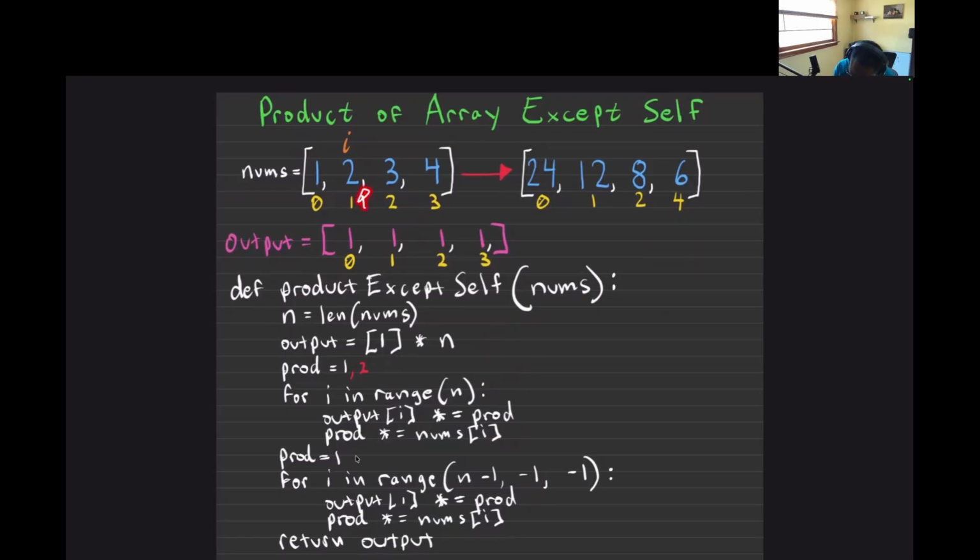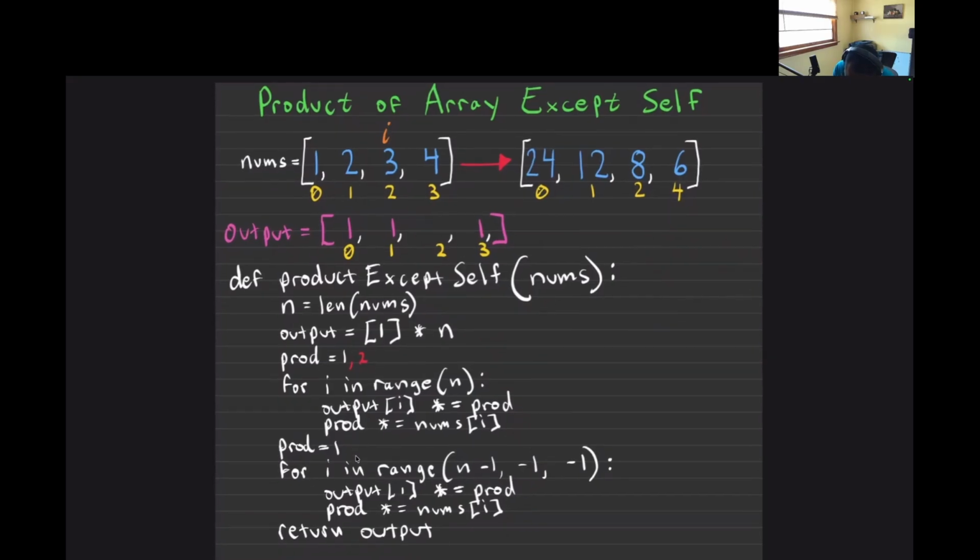Nums of I. Okay, then we are back inside our loop here. We say output of I times equals prod. So this guy here times equals prod, which will give us 2. And then prod times equals nums of I. What is nums of I? It's a 3. So prod times equals 3, so 2 times 3 gives us 6.